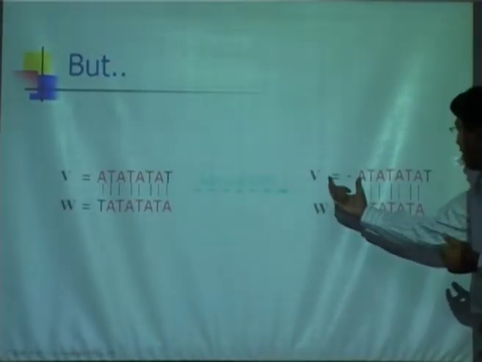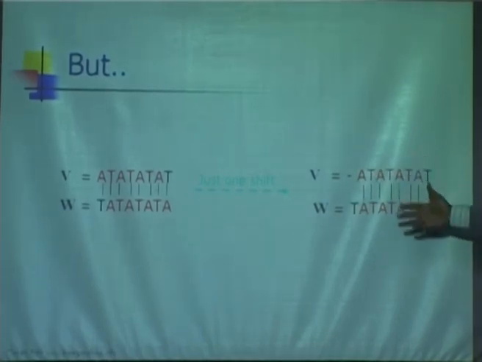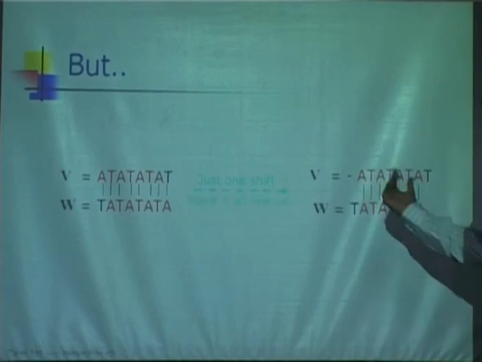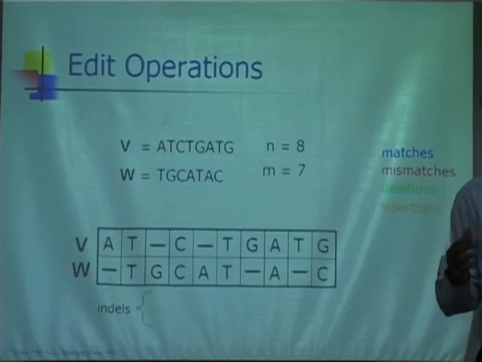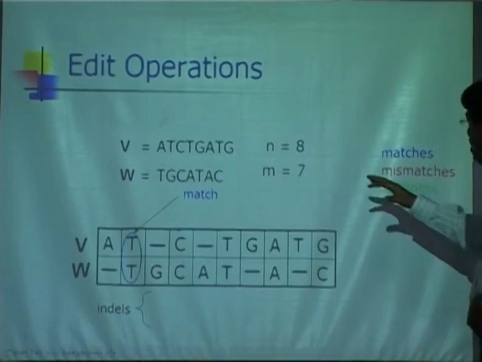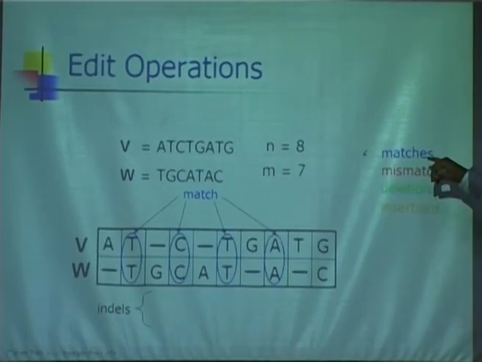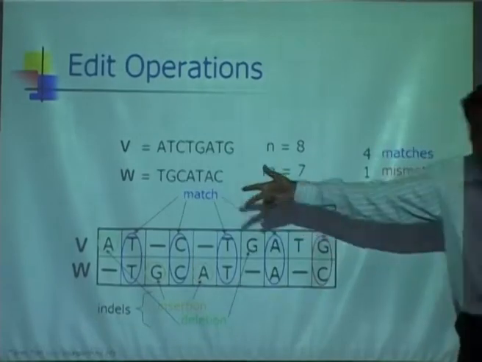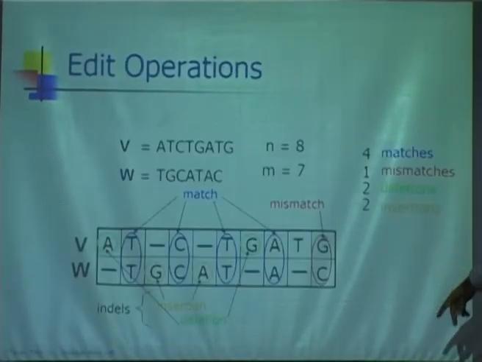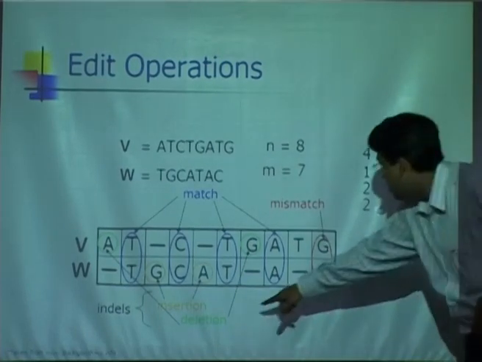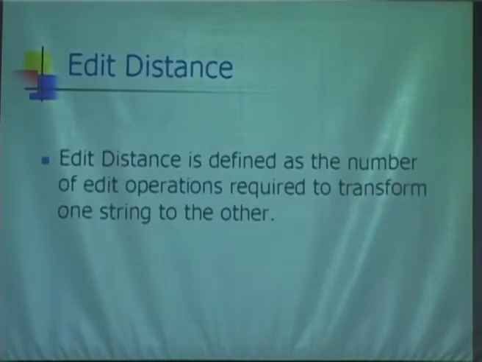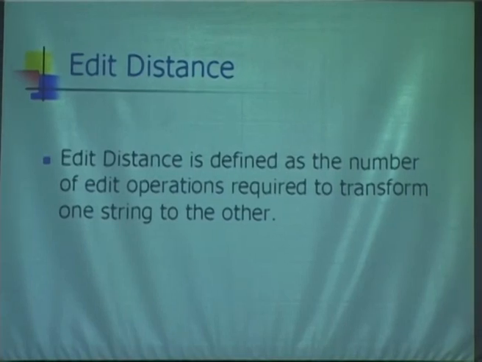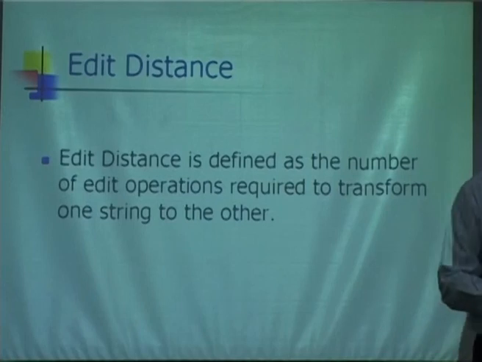But if we simply make a one shift to one string, you can see these two strings are almost similar. So here comes the concept of edit operations. We calculate the edit distance rather than the Hamming distance. There are four types of edit operations: match, mismatch, deletion and insertion. Whenever two characters in the strings match, this is called a match. Here you can see this is a mismatch, this operation represents the deletion, and this is the insertion. Edit distance is the number of edit operations required to transform one string into another string.